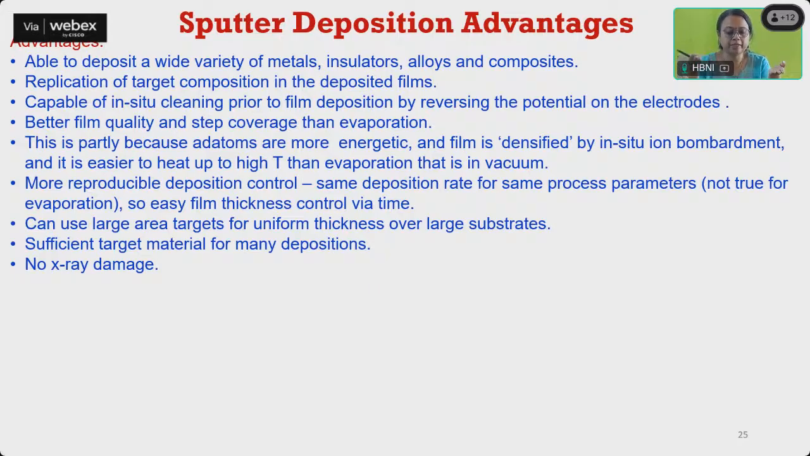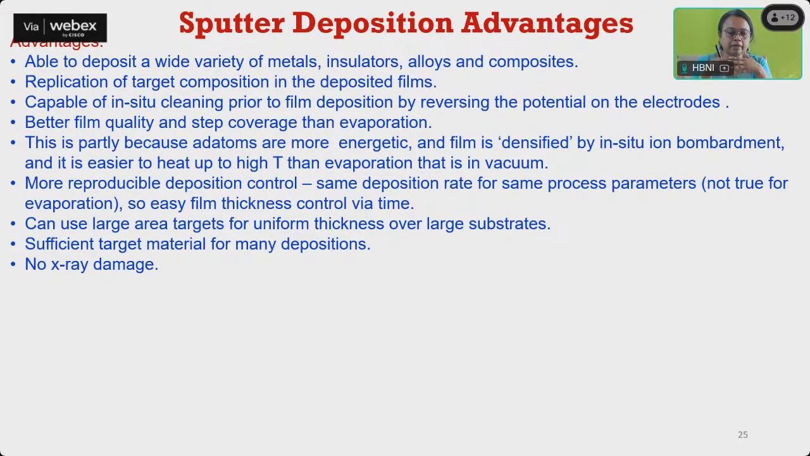It is easier to heat up to high temperature than evaporation in vacuum. It is more reproducible, with the same deposition rate for the same process parameters. So there is easy film thickness control via time. You can use a large area target for uniform thickness over large substrates. There is sufficient target material for many depositions. So if you have one target material, you can keep on using it.